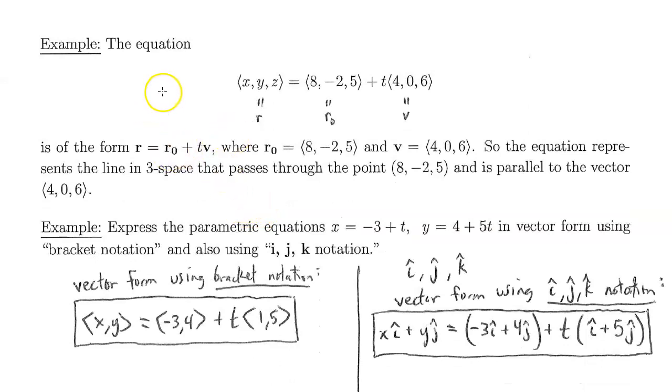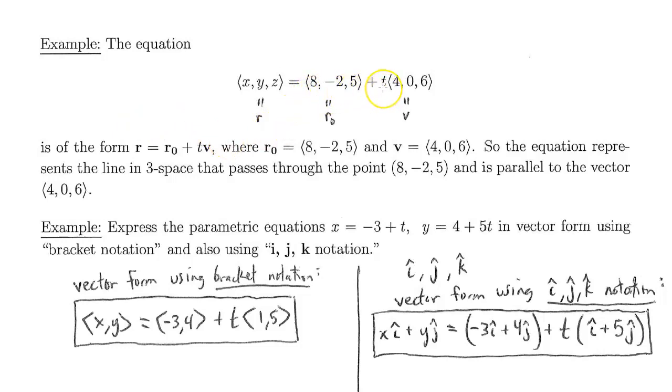Okay, let's do an example. The equation xyz equals 8, negative 2, 5 plus t times 4, 0, 6 is of the form r equals r naught plus tv. So this is the r, this is the r naught, this is the v. The equation represents a line in 3-space that passes through the point 8, negative 2, 5.